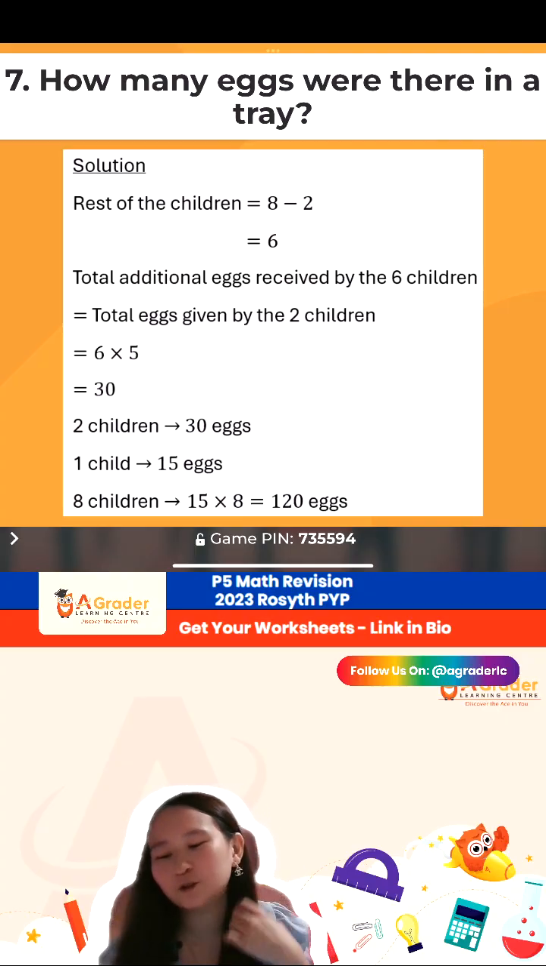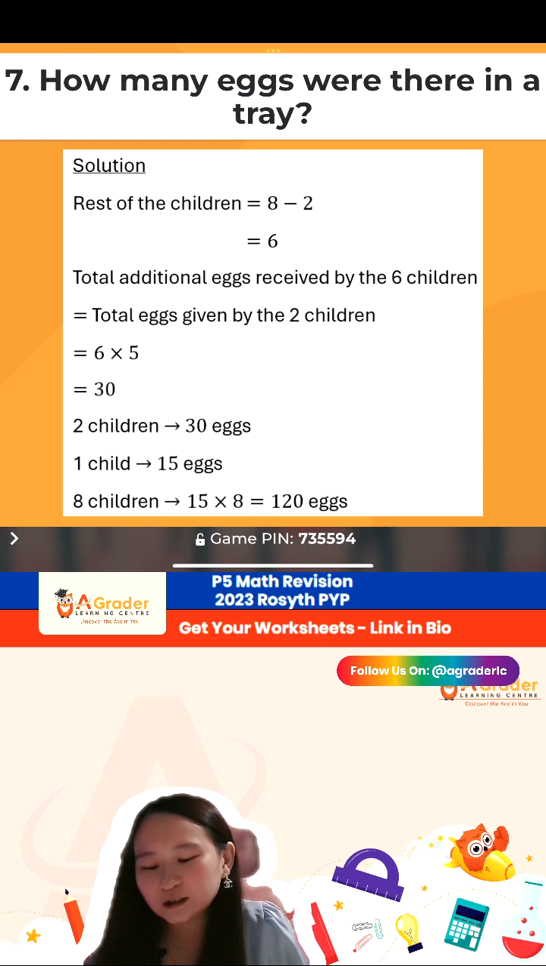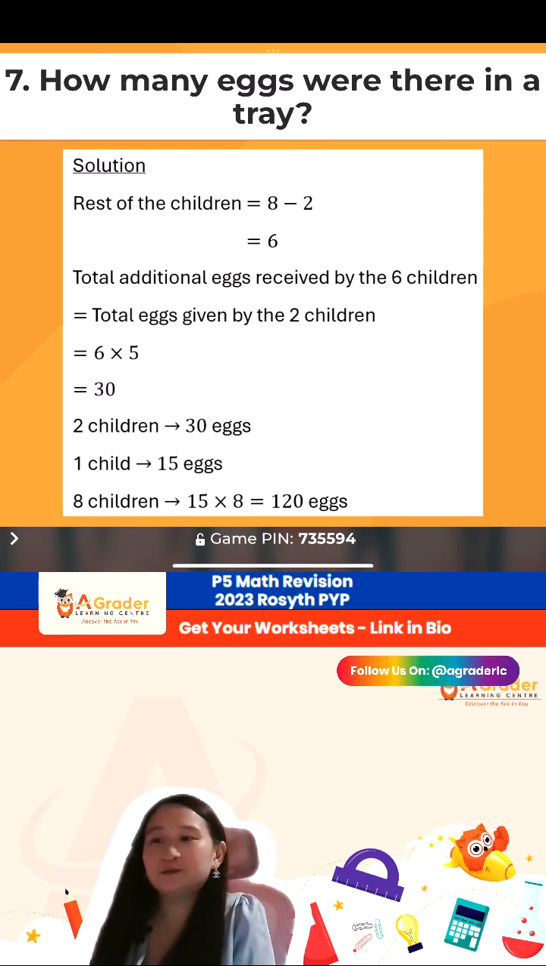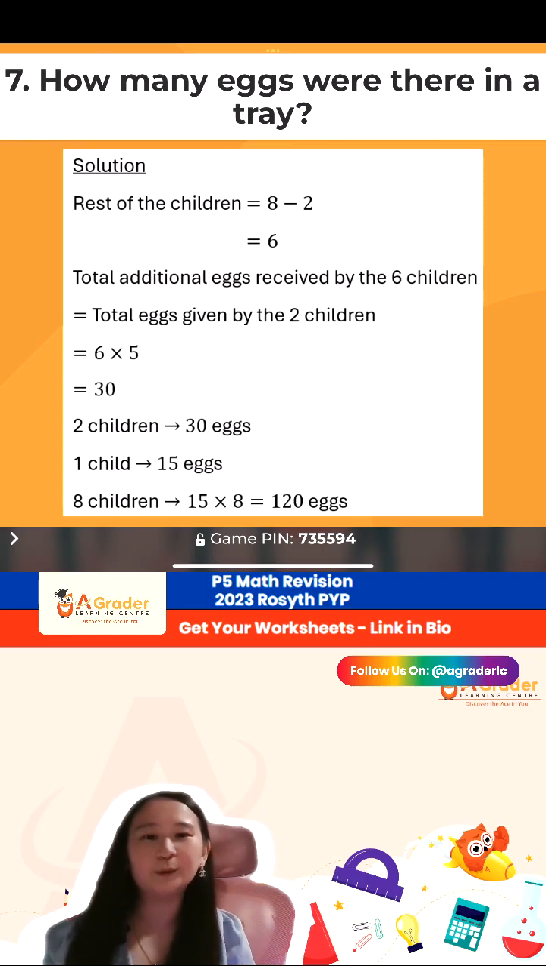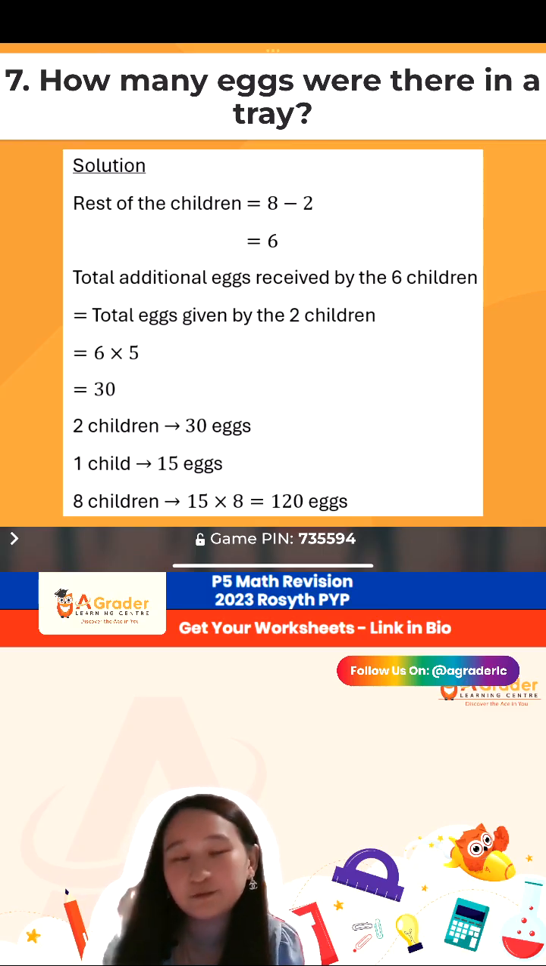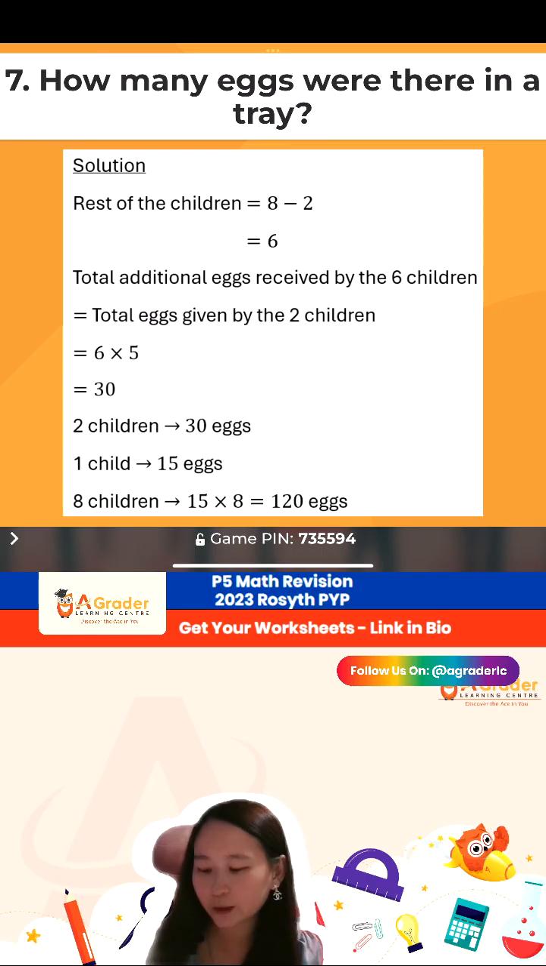Okay, so the rest of the children, there is only 6 of them. So total additional eggs received by the 6 children will be the total eggs given by the 2 children, which is that the rest of the 6 children received 5 eggs each, right? So we take 6 times 5 is 30. This also means that the 2 children receive 30 eggs. Okay? So one child will receive 15 eggs. Then we can find the total number of eggs in the tray. Because 8 children will receive 15 times 8, which is 120 eggs.